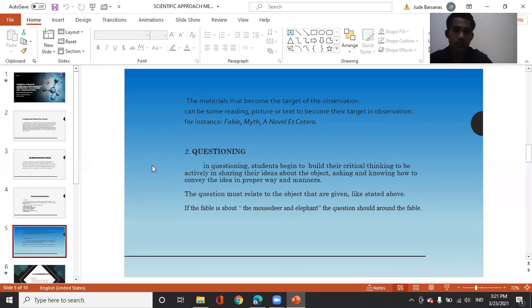The second point is questioning. In questioning, students begin to build their critical thinking, to be active in sharing their ideas about the object, asking and knowing how to convey the idea in a proper way and manner. The question must relate to the object that is given. It means the question and the object should be related to one another, like stated above.